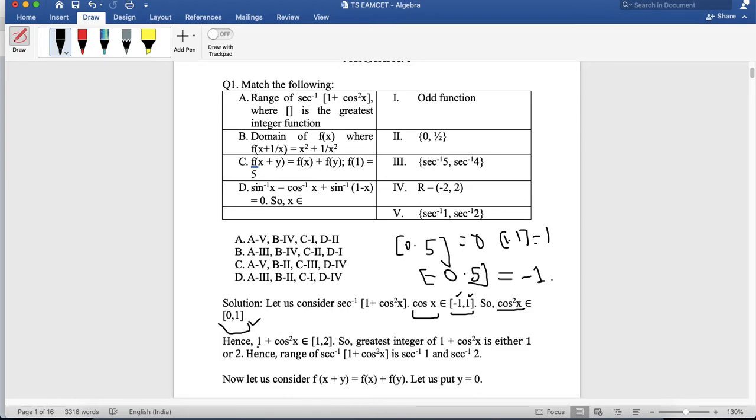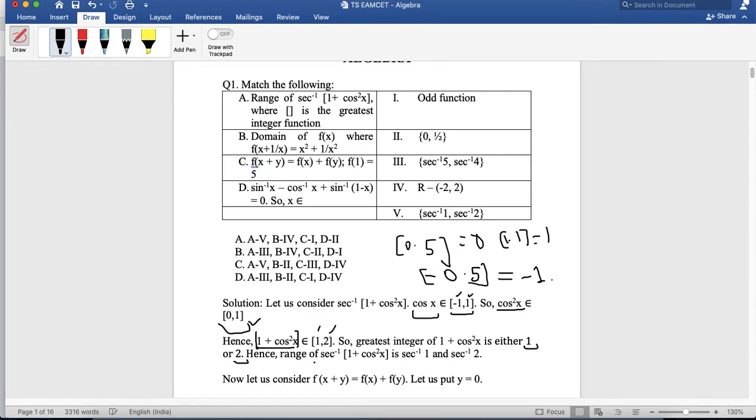So what will be 1 plus cos square x? Just add 1 to both of them: 0 plus 1 is 1, and 1 plus 1 is 2. Now when you apply the greatest integer function to this, what values will you get? You have all the values between 1 and 2, and 1 and 2 are both included. Greatest integer of 1 is 1. Greatest integer of 1.1 is also 1. 1.99 is also 1. But greatest integer of 2 is 2. So the values that you will get are either 1 or 2.